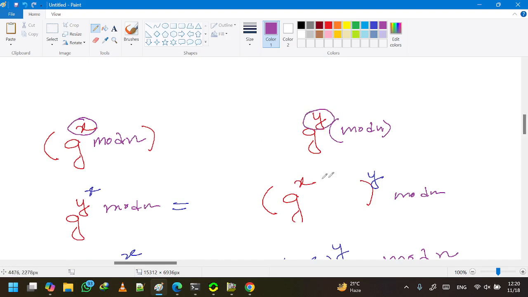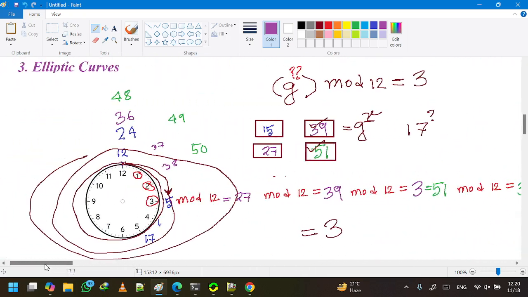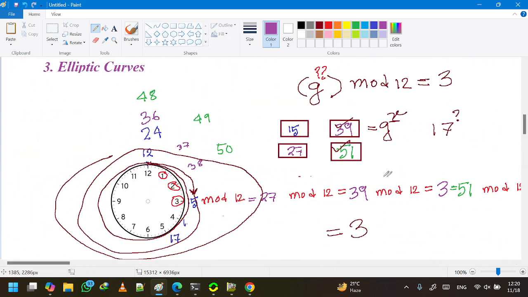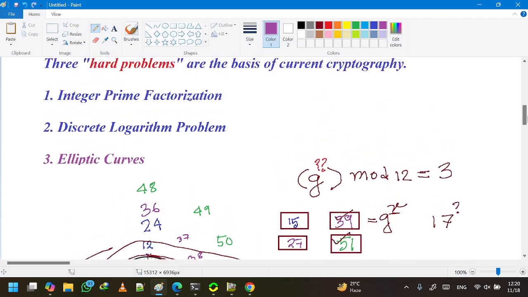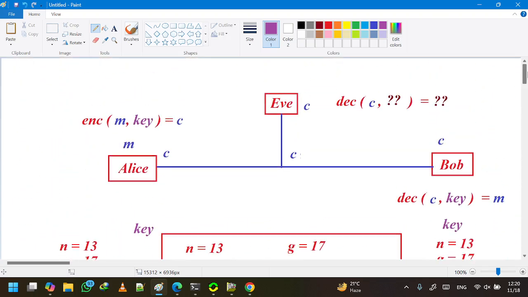So for the discrete logarithm problem and the integer factorization problem, we have covered both. We have covered both in Diffie-Hellman key exchange. So this is why Diffie-Hellman key exchange really works.